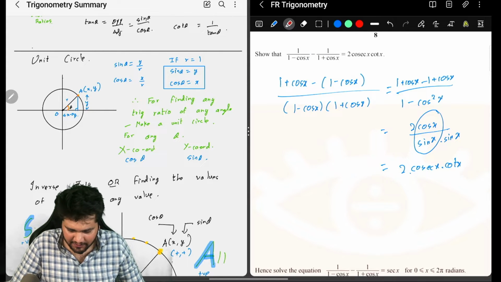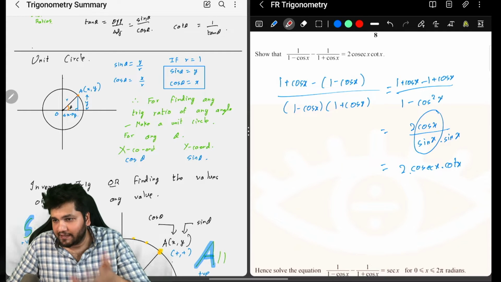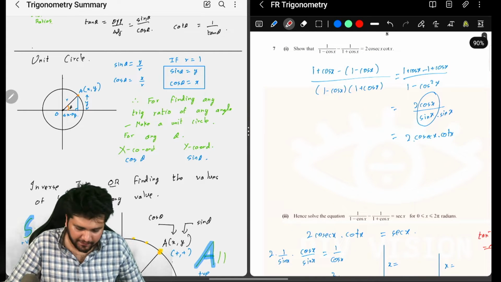At the end of the day, you will get something like this, and 1 minus cos x into 1 plus cos x is nothing but 1 minus cos square x, and 1 minus cos square x is sine square x, which I have written as sin x into sin x, which becomes 2 cosec x into cot x. That's how you'll do it.